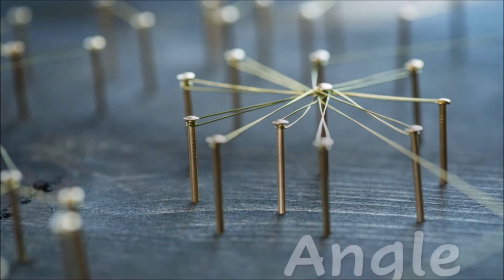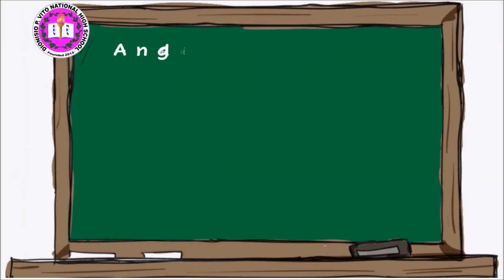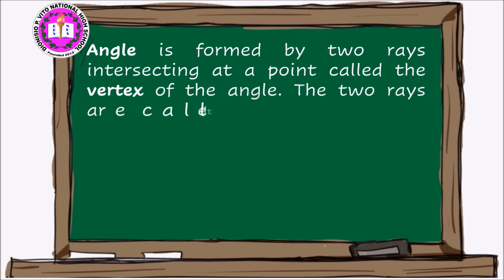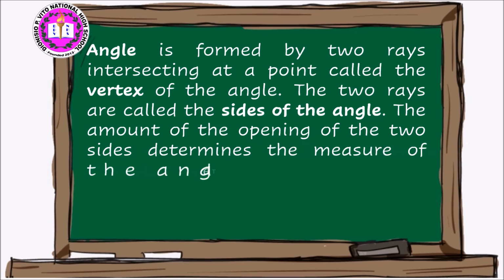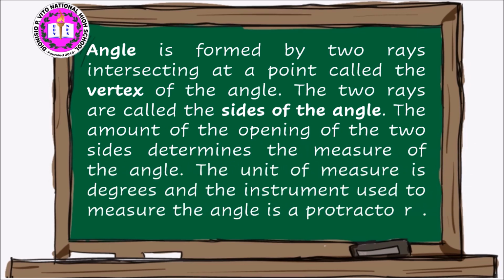Next is angle. An angle is formed by two rays intersecting at a point called the vertex of the angle. The two rays are called the sides of the angle. The amount of the opening of the two sides determines the measure of the angle. The unit of measure is degrees, and the instrument used to measure the angle is a protractor.